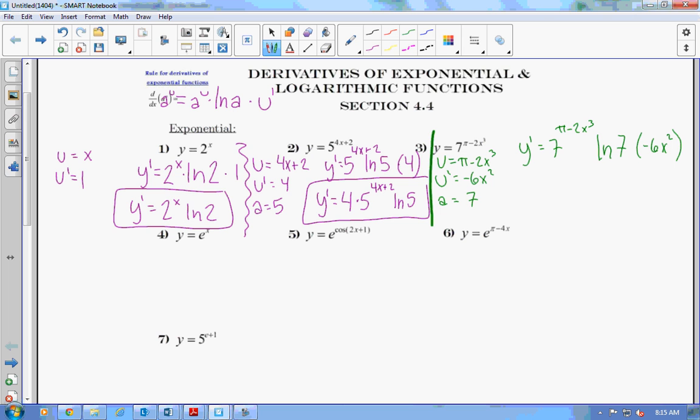Yep, and if you have it on the right-hand side, I would do parentheses so it doesn't look like subtraction. My preference is to clean it up by putting that minus 6x squared in the front.